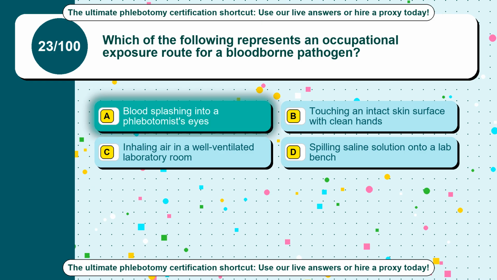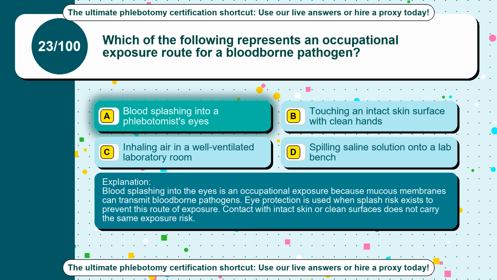The correct answer is option A. Blood splashing into a phlebotomist's eyes. Blood splashing into the eyes is an occupational exposure because mucous membranes can transmit blood-borne pathogens. Eye protection is used when splash risk exists to prevent this route of exposure. Contact with intact skin or clean surfaces does not carry the same exposure risk.